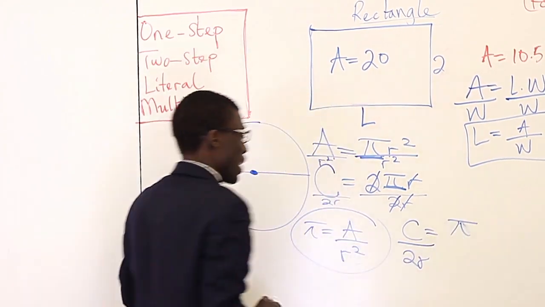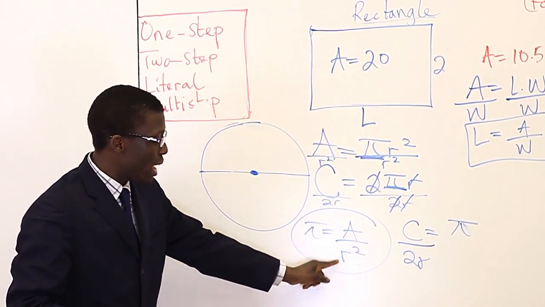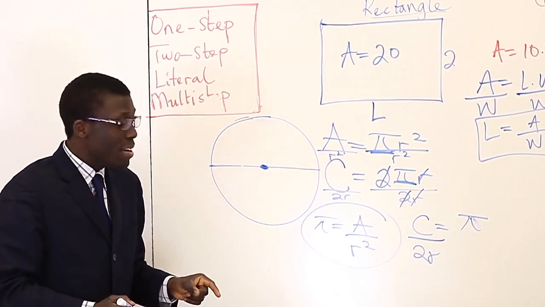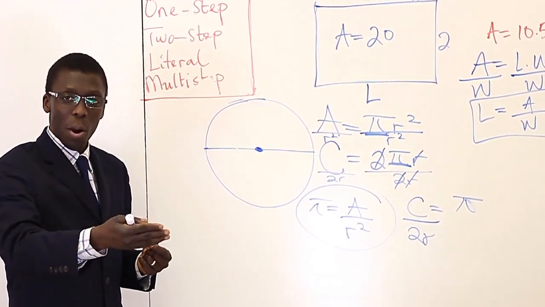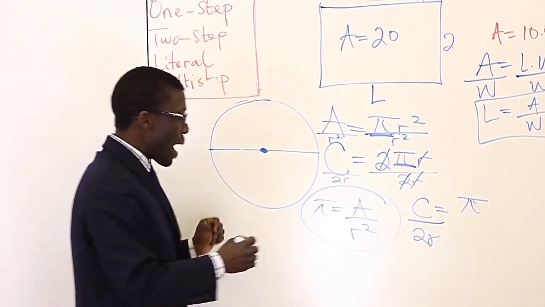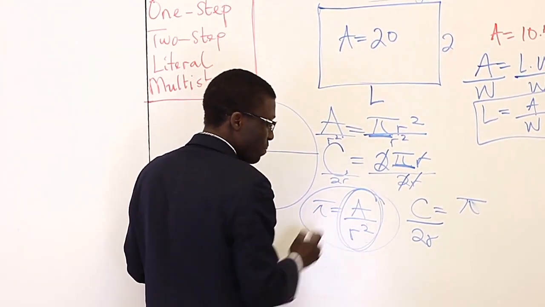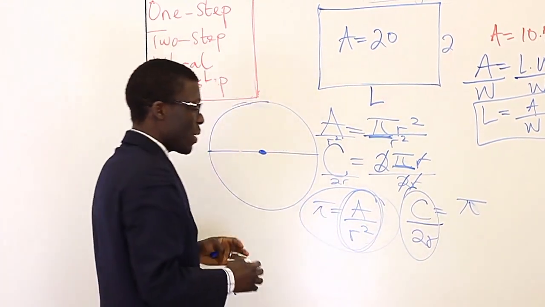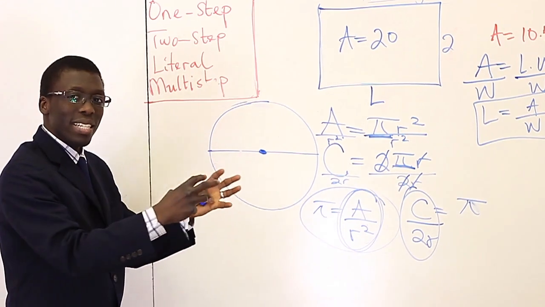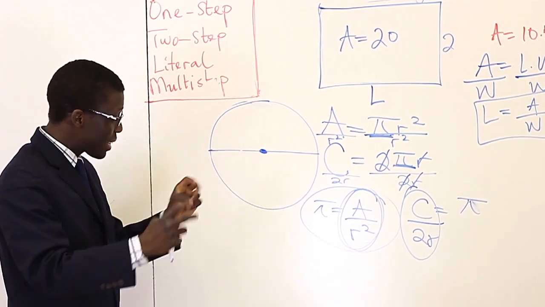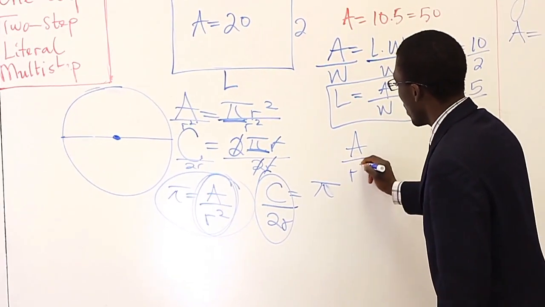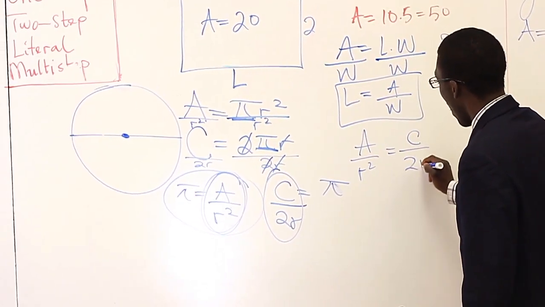pi. So if pi is equal to A over r squared, and pi is equal to C over 2r, by the transitive property, which you study as you look at geometry, this right here is equal to that, because pi is equal to pi. So whatever the contents of pi are, we can set them equal to one another. So let's set those equal, and we get A over r squared is equal to C over 2r.